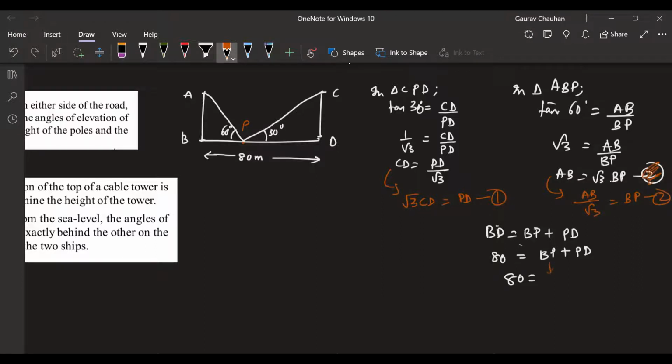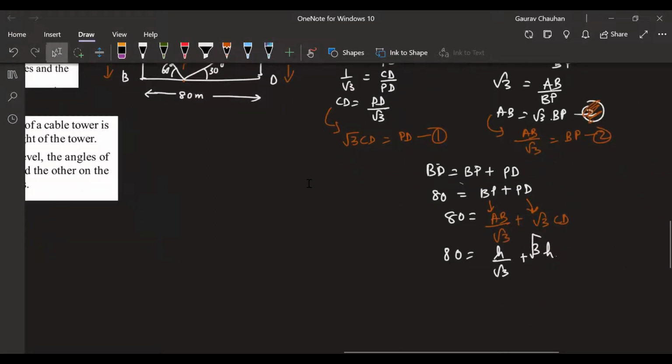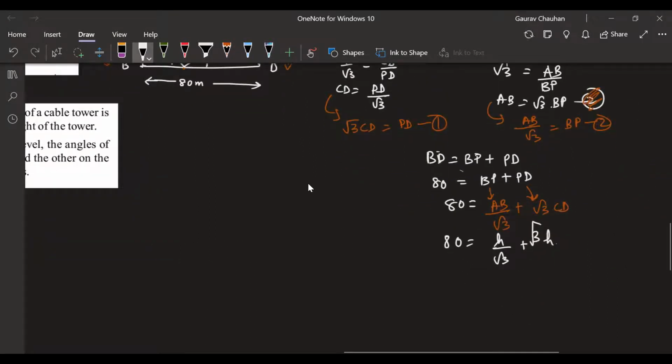So you write BP as AB by root 3 from here, and PD as root 3 CD. Basically, AB and CD are both H. Let AB and CD both be H. I'm going to substitute that: 80 is equal to H by root 3 plus root 3 H. Is this fine, Bindu? Bindu, am I doing it correctly as per how you've done, or am I skipping something here?